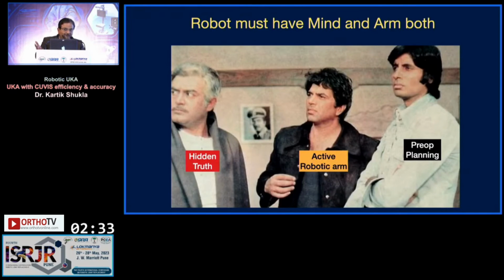I think this sums up my talk: you need not only the mind with artificial intelligence, you need an arm to execute your plan. So you definitely need Jai and Viru rather than living with an armless robot.